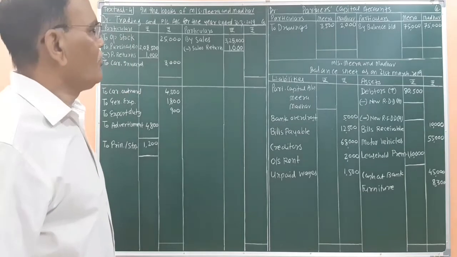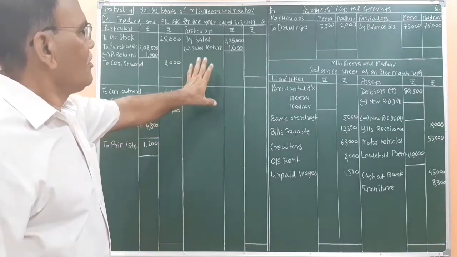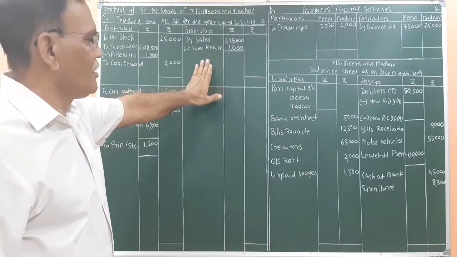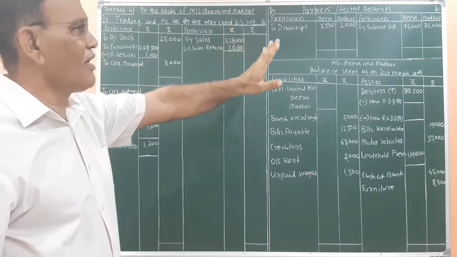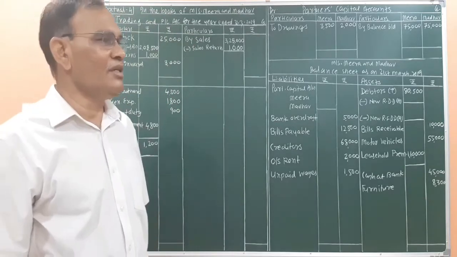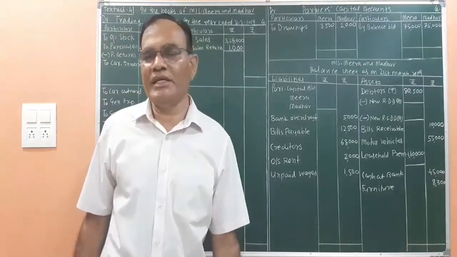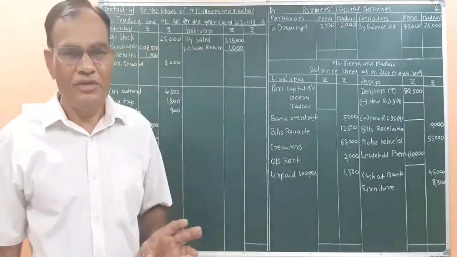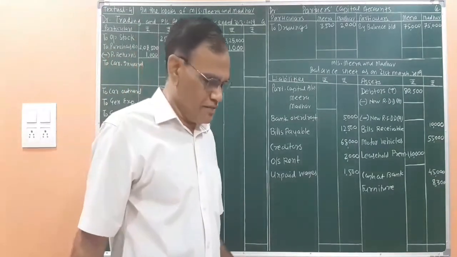Now we can see that our transfer is on the credit side of trading account, credit side of capital account, and on the liability side. So our step number 3 is over, transfer of trial balance items. How many times? Once. Now we'll see the adjustments.